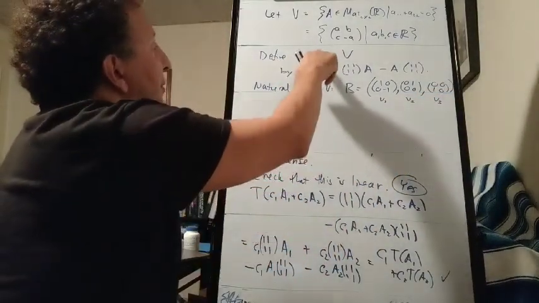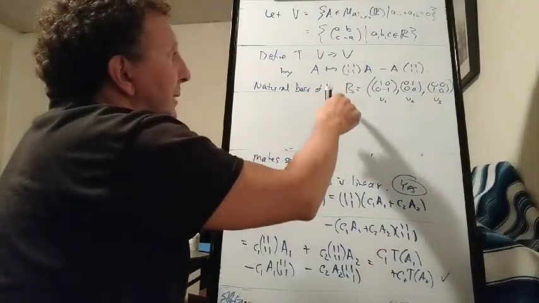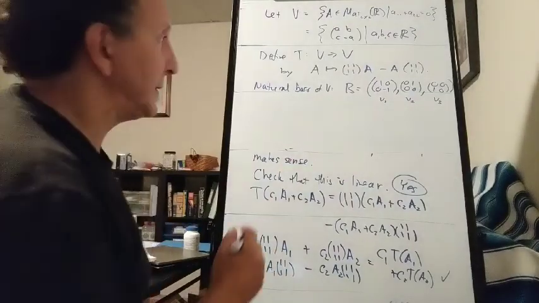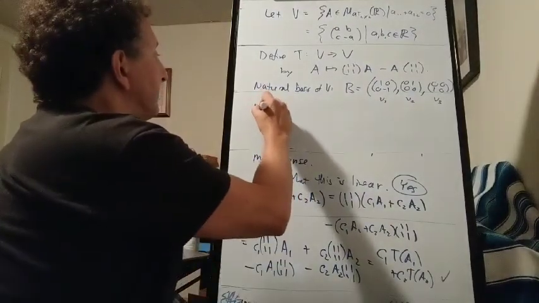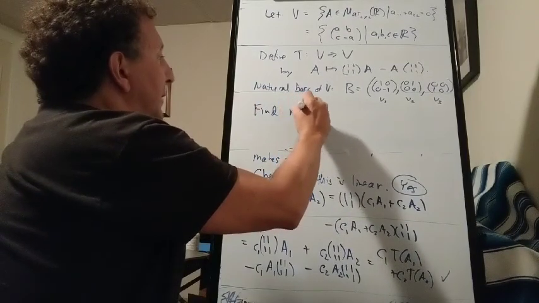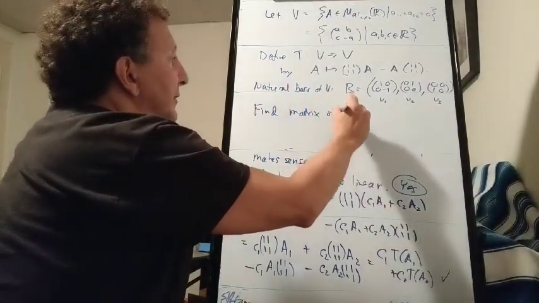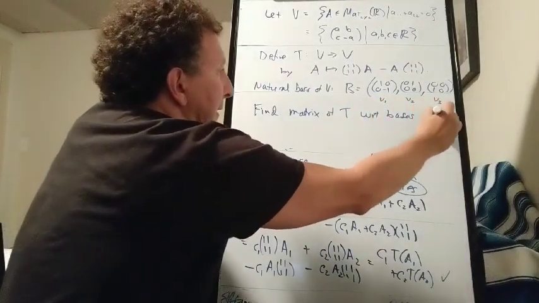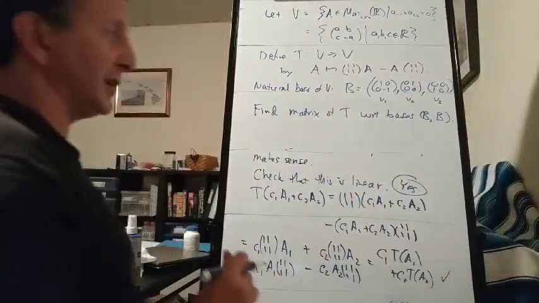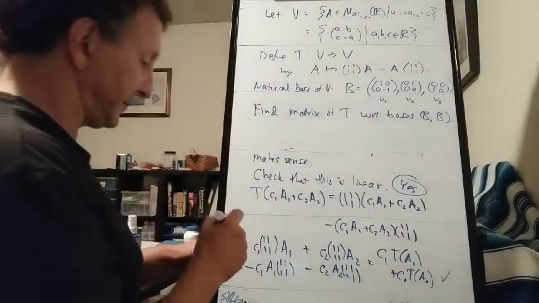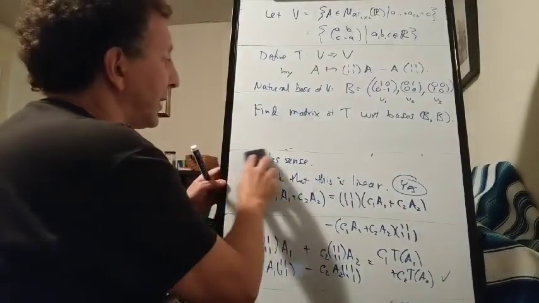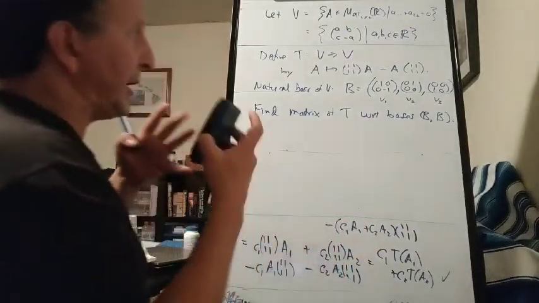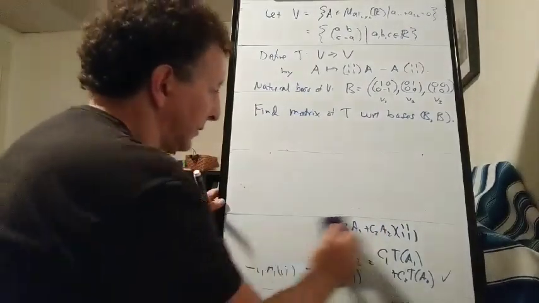Now, since this map goes from a space to itself, we can use this basis twice. Use it for the V on the left and the V on the right. It's the same space, so we might as well use the same basis. So let's find the matrix of T with respect to the bases B and B, or maybe we could say just with respect to the basis B. Well, we're going to apply T to each of the basis elements and then expand what we get in terms of the basis.